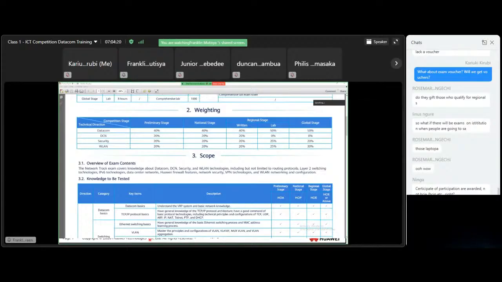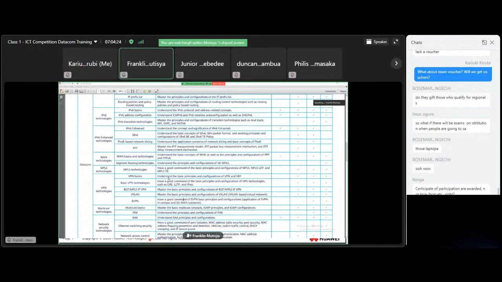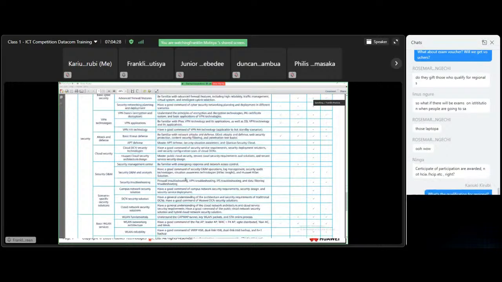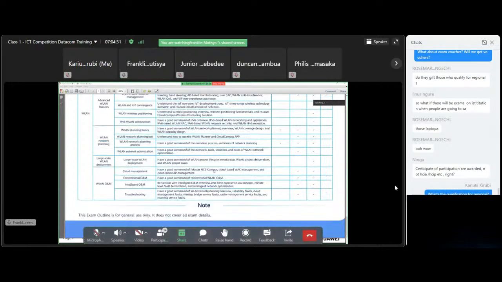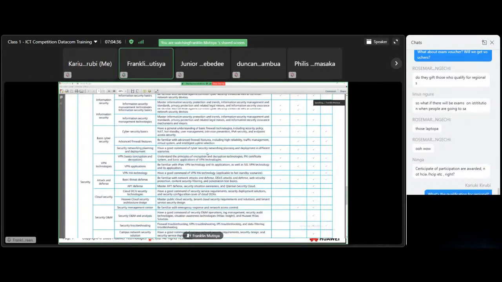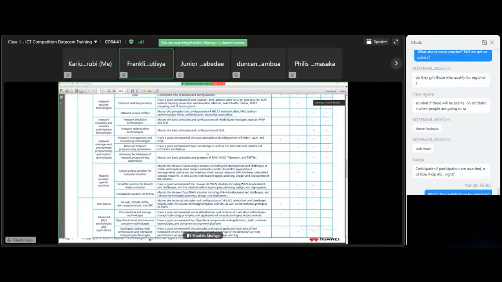So I would like you to read and prepare on these areas. During the exam, just compose yourself. Make sure you win. This is an exam where you will be expected to almost get 1,000 points. What is the qualification for regional? Be the best.